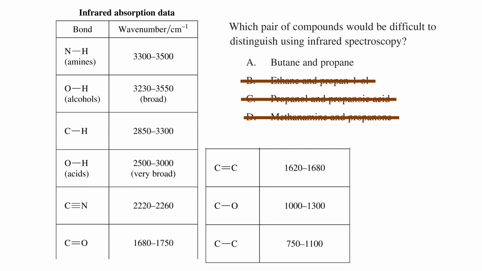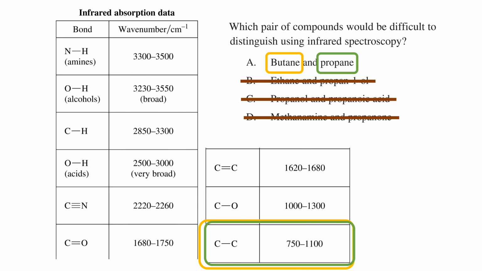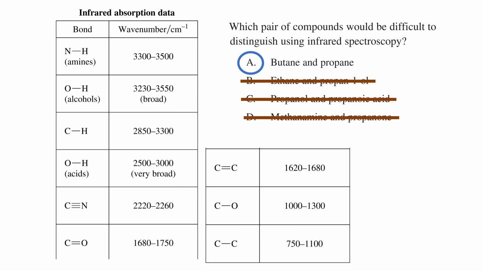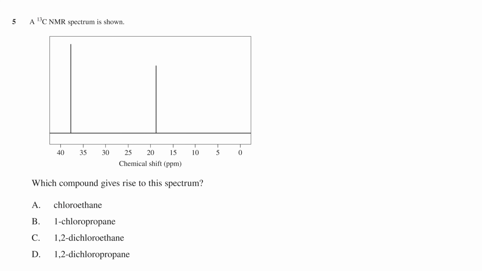Obviously, this now only leaves option A. But just to be sure, butane is an alkane, so any signal will appear at 750 to 1100 reciprocal centimeters, and propane is also an alkane, so we'll get signals in the same range. Because these signals would overlap, infrared spectroscopy could not be used to distinguish between these two molecules, and option A is the answer.